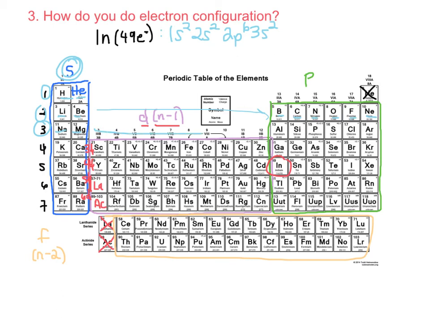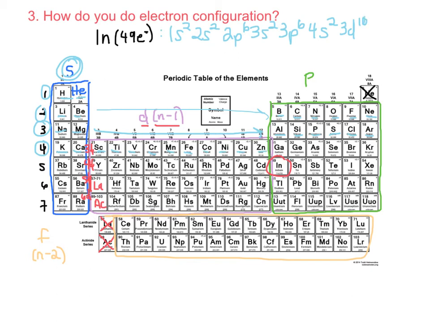And then follow the row, and you're still in the third row, but now you're in the P block. And you count the boxes, and you count 6 over. Now we're down in the fourth row, back in the S block, 2. And then, remember when you get to the D block, you have to subtract 1 from whatever row you're in. So we're in 3D, 1, 2, 3, 4, 5, 6, 7, 8, 9, 10 over.